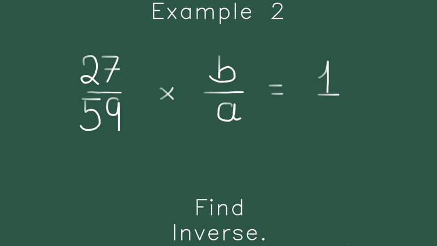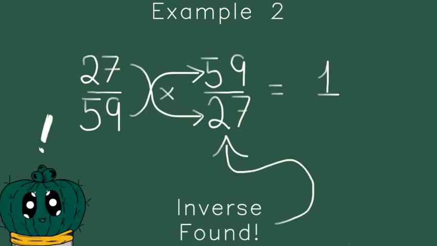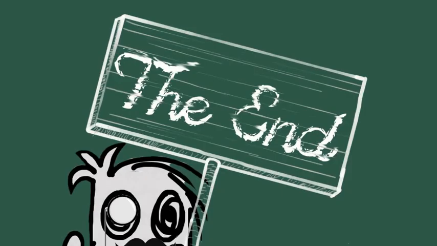What's the multiplicative inverse of 27 over 59? It's going to be 59 over 27. Yes, that is actually the inverse. And you can find multiplicative inverses of any fraction like this, and it is really this simple. You just have to remember what multiplicative inverse actually means.